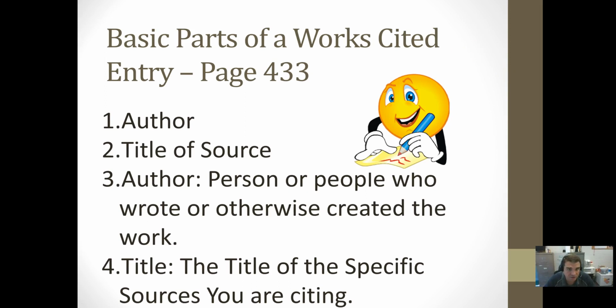Author is just the listed author, or authors if there's multiple authors, and then the title of the source. This would be the title of the article, the title of the book if it's a book, title of the episode sometimes. But the author is the person or people who wrote or otherwise created the work. And the title is the title of the specific source you're citing. And we're going to touch on this a little bit later.